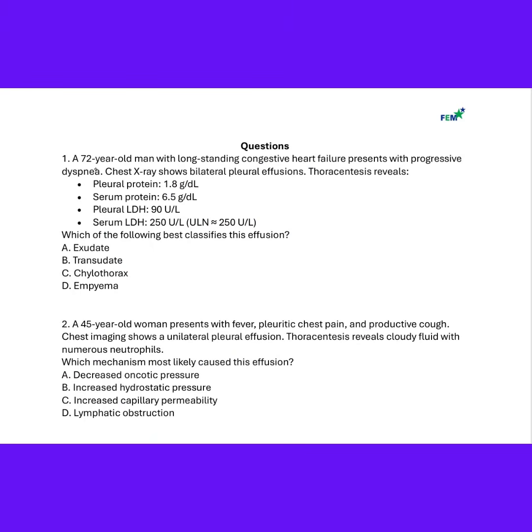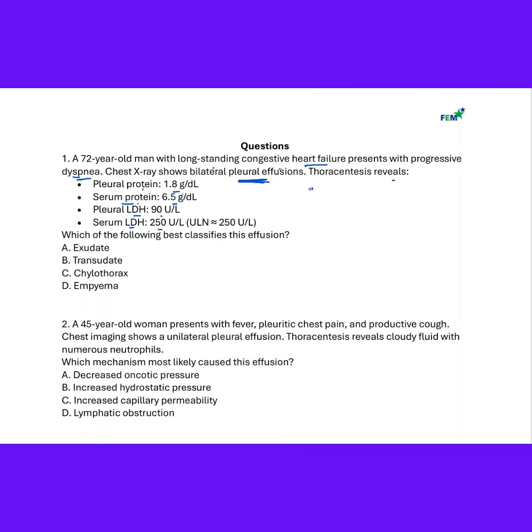The first question: a 72-year-old man with long-standing congestive heart failure presents with progressive dyspnea. So heart failure, progressive dyspnea, right? Chest X-ray reveals bilateral pleural effusions. Thoracentesis reveals that the pleural protein is 1.8, serum protein is 6.5, pleural LDH is 90, and the serum LDH is 250. Which of the following best classifies this effusion? So if we look at Light's criteria, what criteria are we going to use? Light's criteria.